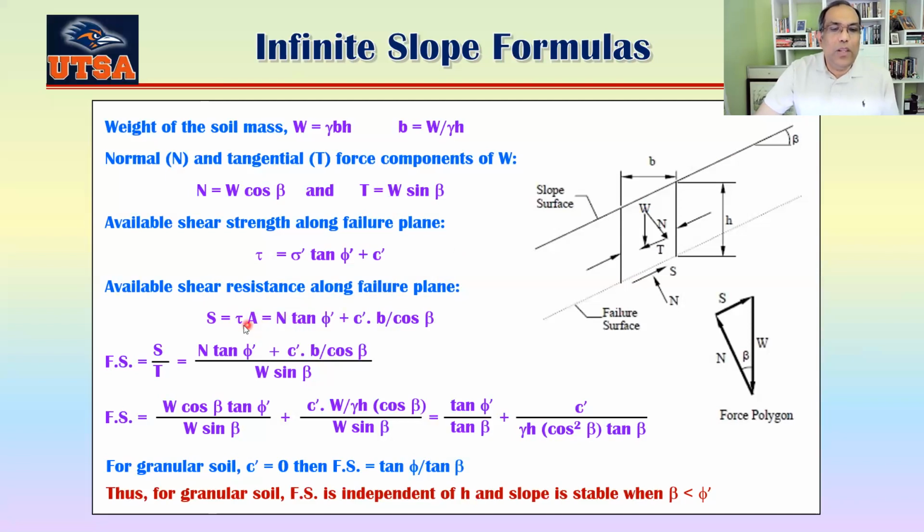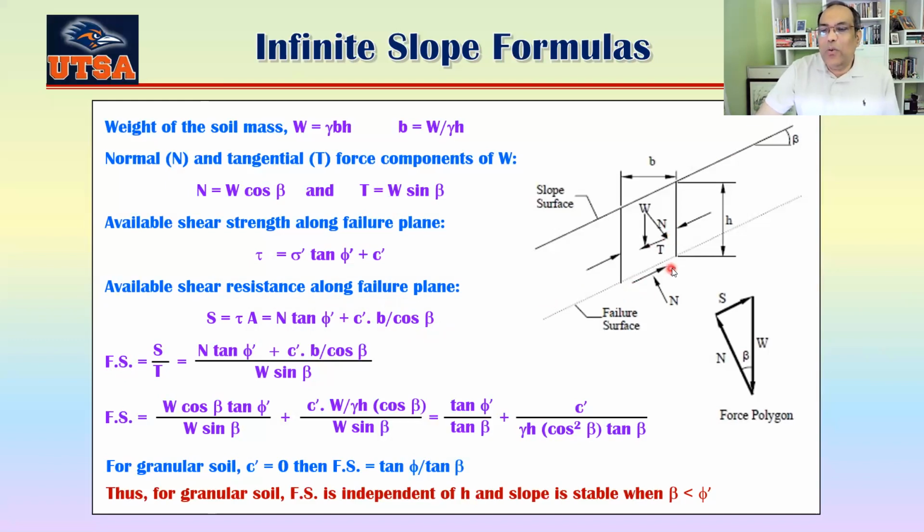So we know that tau equals sigma prime tan phi prime plus c. When you multiply your sigma prime with A, that becomes your N, plus c prime times B divided by cosine beta. That's the area.